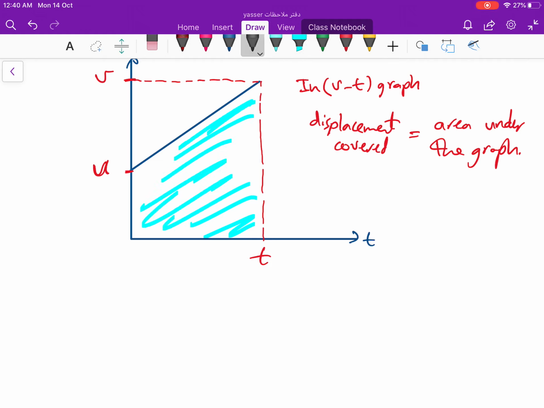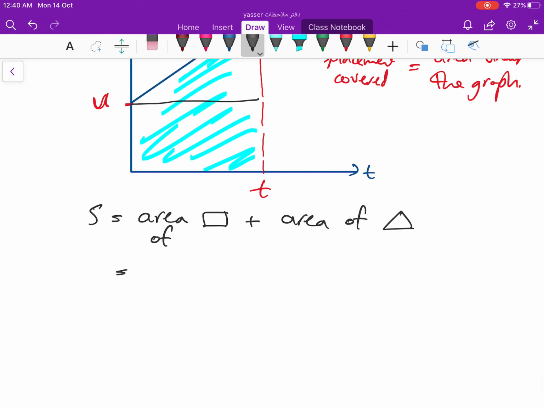I'm going to divide it into two sections. It's like we have a triangle and a rectangle. Here is the rectangle and here is the triangle. We are going to find the displacement. Displacement is equal to the area of the rectangle plus the area of the triangle, so we are going to add them together.